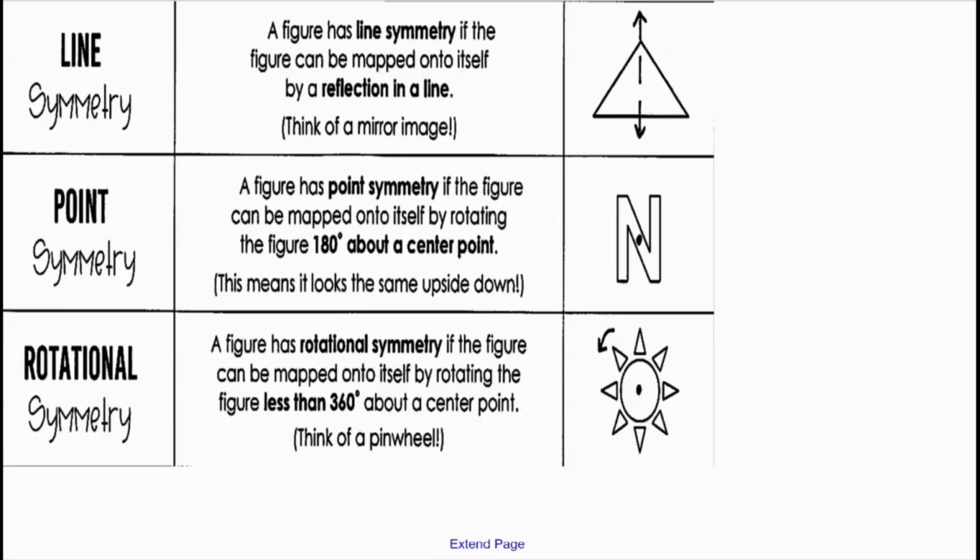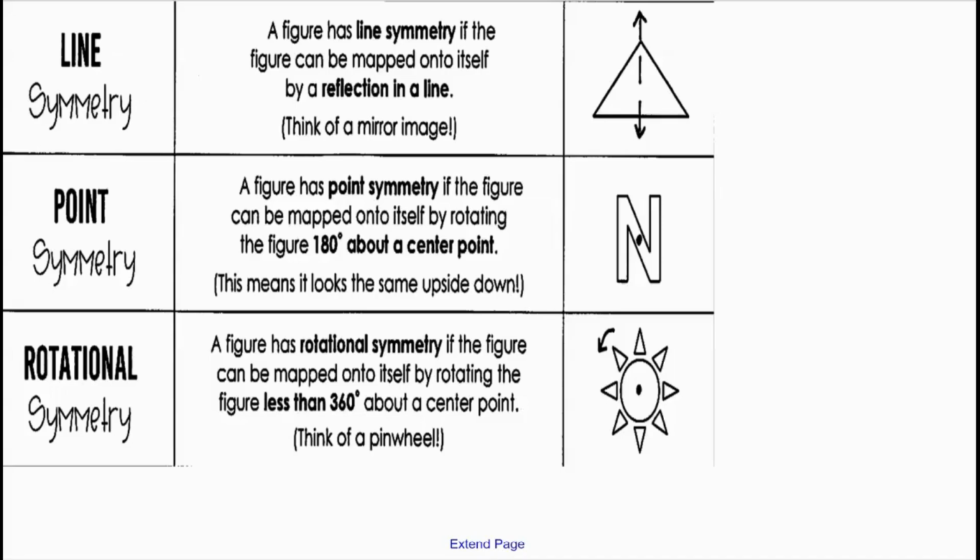Hello, thank you for checking out Mr. Ware's videos. And today we're talking about line symmetry, point symmetry, and rotational symmetry, and how to tell which one is in a particular figure and how many different lines or points or rotational symmetries that figure has.